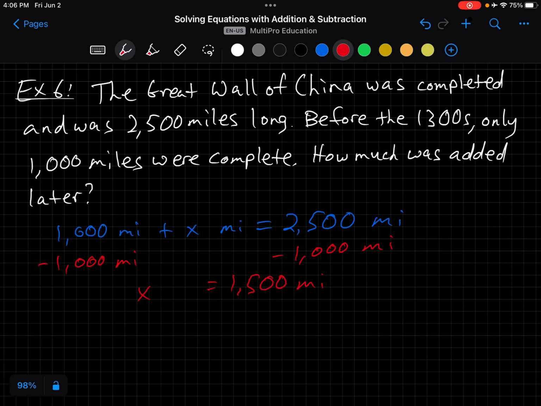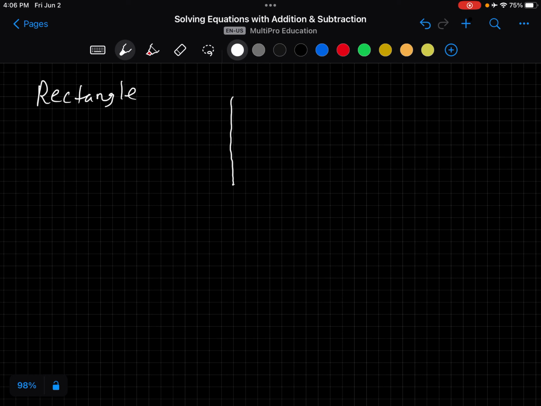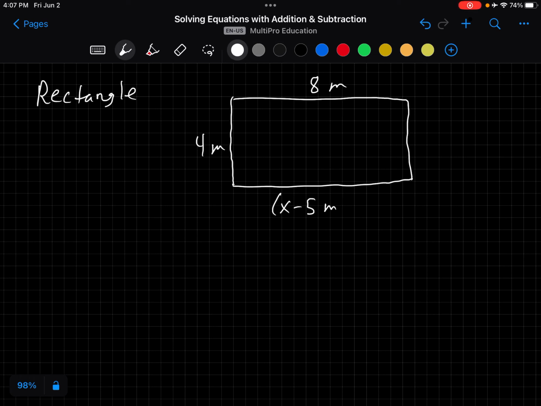Great job. Alright, let's look at some problems. Everyone has problems. Let's say that we have a rectangle. And you get to see my art skills, which are not that great, but we are going to try. Let's say that this side is 8 meters long. This side is 4 meters long. This side is x minus 5 meters long. And this side is y minus 7 meters long.